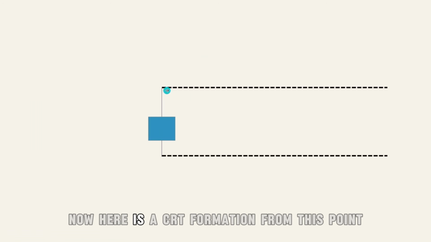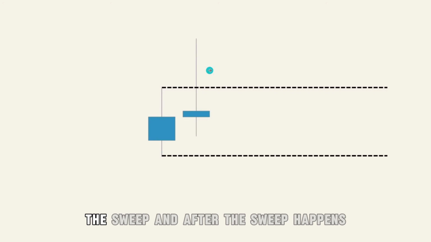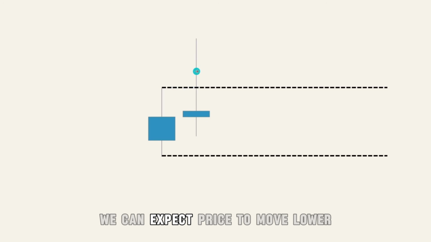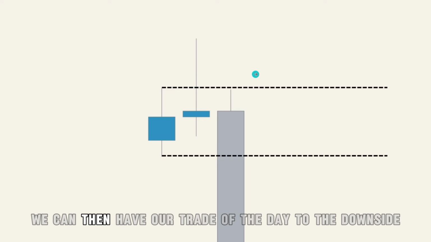Now here is a CRT formation. From this point, what would you be waiting for? The sweep. And after the sweep happens, since we swept the high, we can expect price to move lower. Now that we have this understanding, we can then have our trade of the day to the downside, okay?